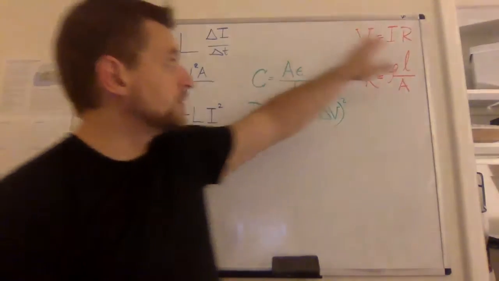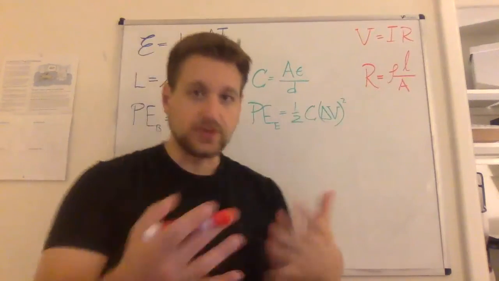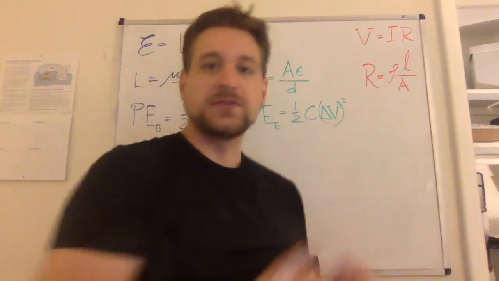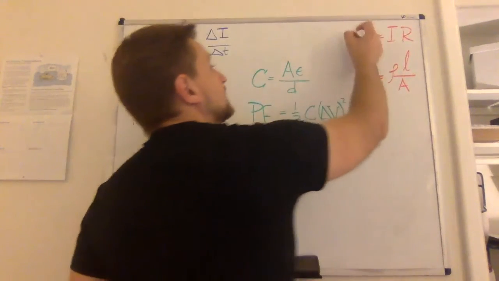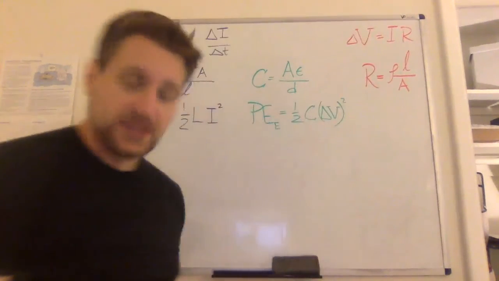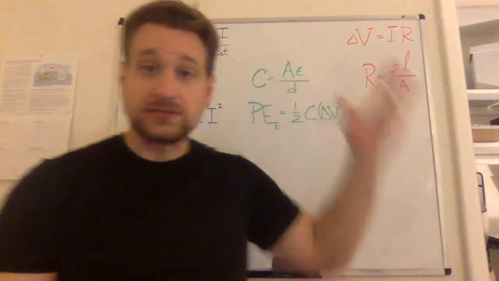We don't care about the rate of change of anything. What the current is, the potential difference, we say delta V, the potential difference across that resistor is according to Ohm's law.